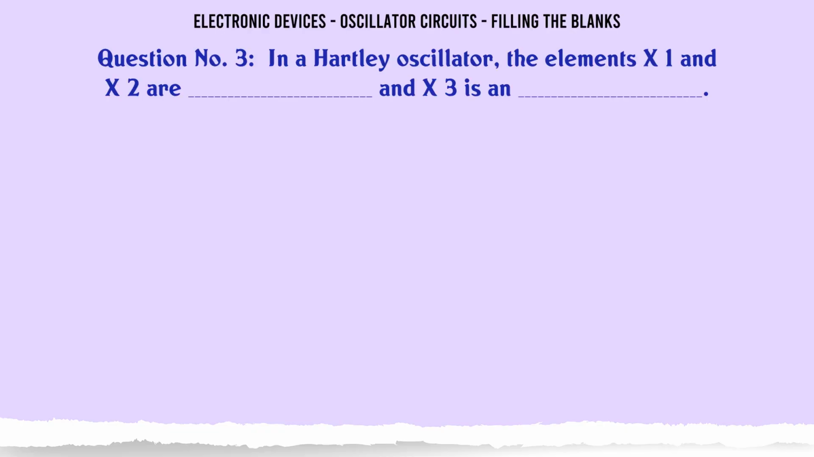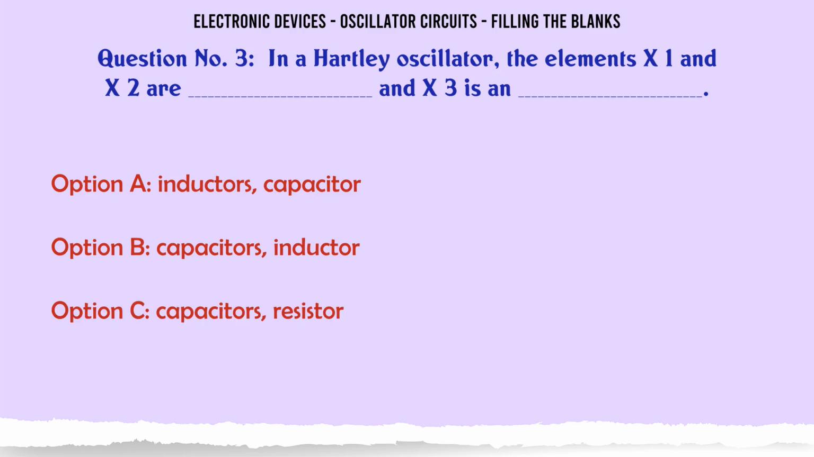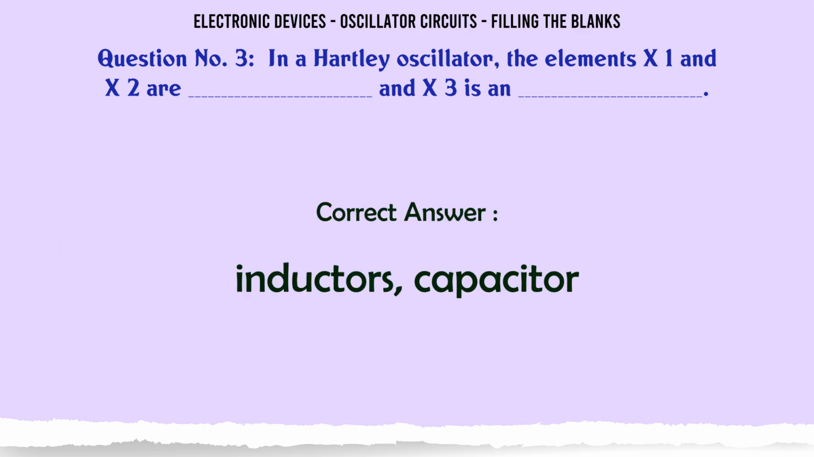In a Hartley oscillator, the elements X1 and X2 are ___ and X3 is an ___. A. Inductors, capacitor. B. Capacitors, inductor. C. Capacitors, resistor. D. Inductors, resistor. The correct answer is inductors, capacitor.